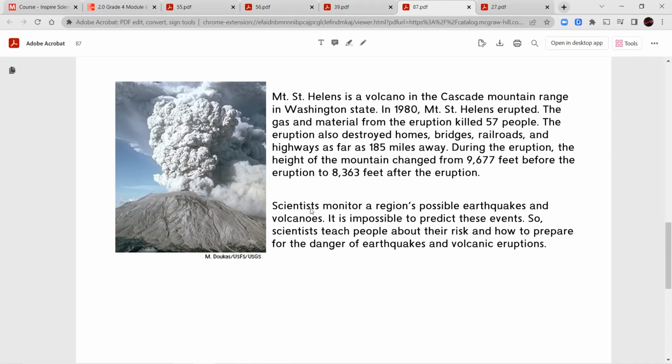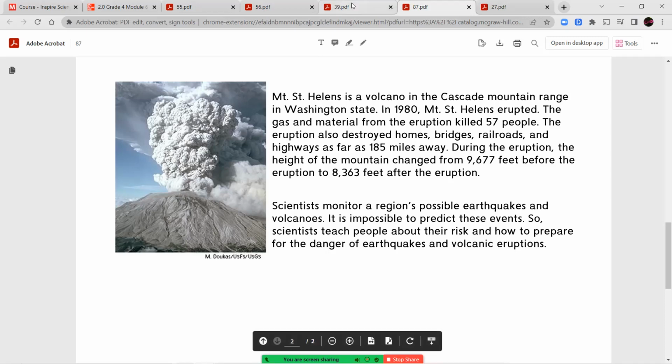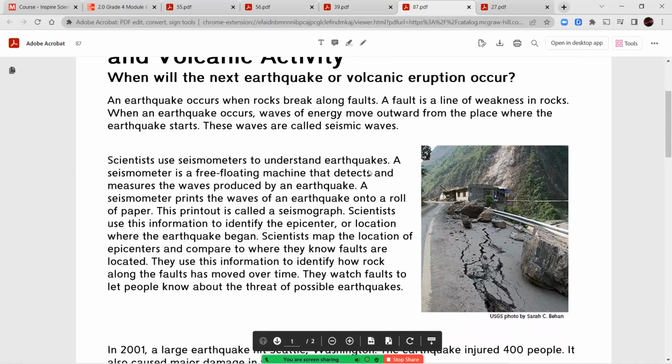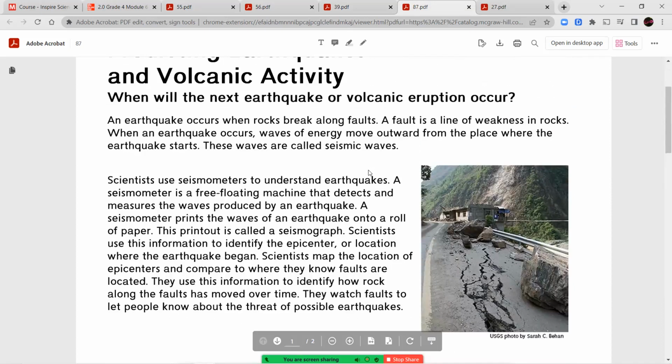Scientists monitor a region's possible earthquakes and volcanoes. It's impossible to predict these events, so scientists teach people about the risk and how to prepare for danger of earthquakes and volcanic eruptions. Okay, so what is a seismograph? Over here, we have that information on the first page.